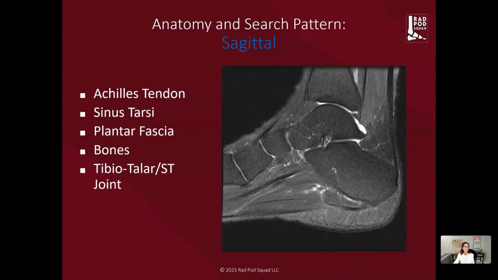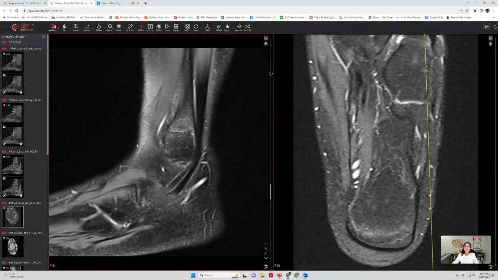In the sagittal plane, things that we'll be paying attention to are going to be the Achilles tendon, the sinus tarsi, the plantar fascia, bony structures, of course, and tibiotalar, subtalar joints. In the sagittal plane, that's where our focus is going to be. Let's take a look at the sagittal plane. Let's take a look at sagittal MR imaging of the ankle.